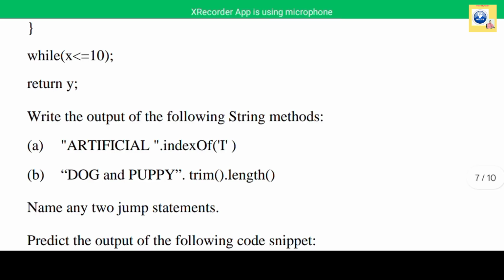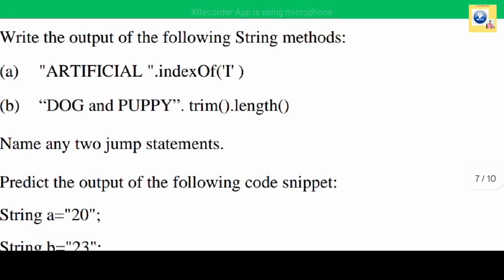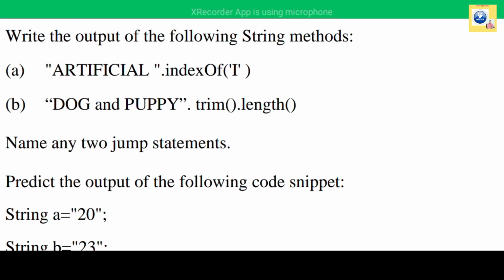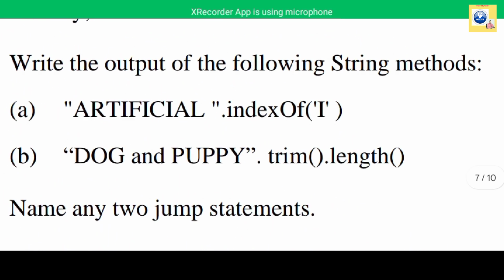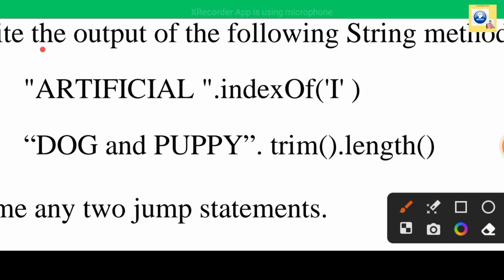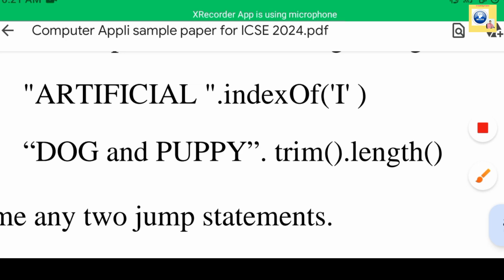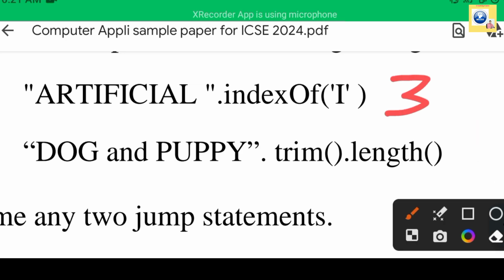Moving towards question number 6. Write the output of the following string methods. So it is like artificial and then dot indexOf I. Let us find out the index of I. Index of means the first index. Okay, so if we see, a is at 0, 1, 2, 3. So I is at what index? I is at index 3, means at the 4th position, I is in ARTI. So what will the answer be? The answer will be 3.